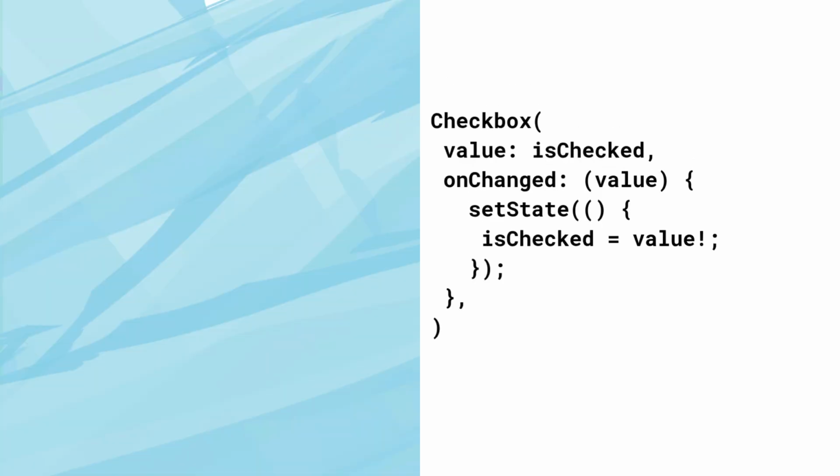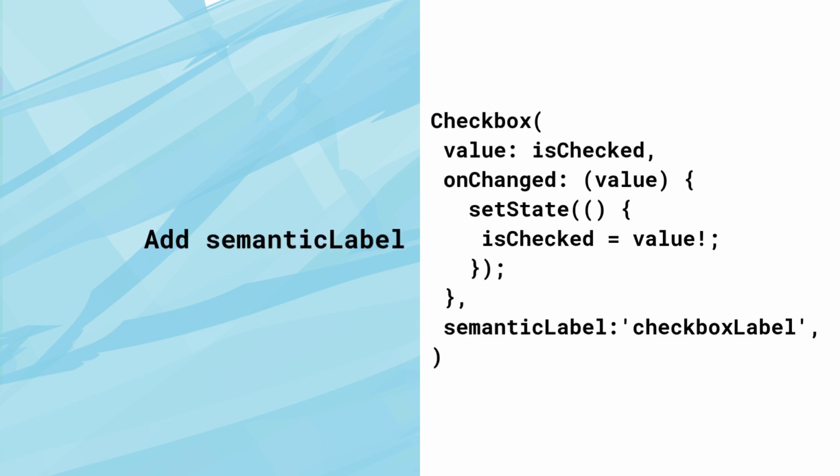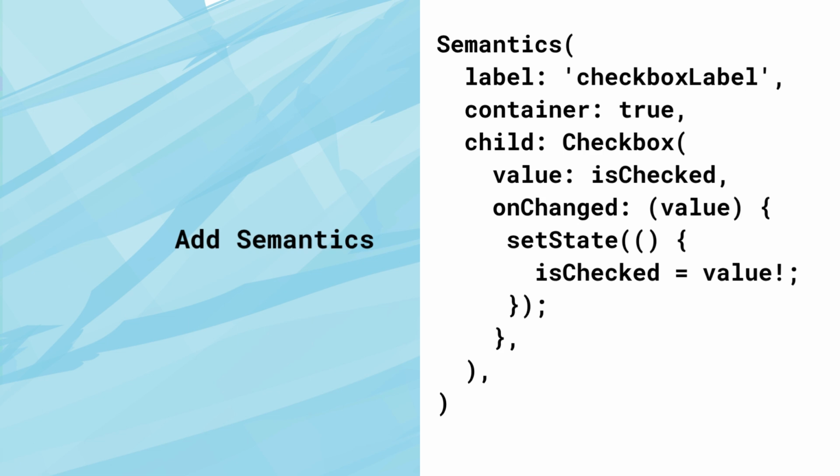Here's a simple checkbox in Flutter. It takes a value and an onChanged callback, but as is, it's not accessible to automation tools like Appium. Add a semantic label to the checkbox widget, or wrap the checkbox with a Semantics widget and add a label. This label acts as an accessibility identifier that Appium can pick up.